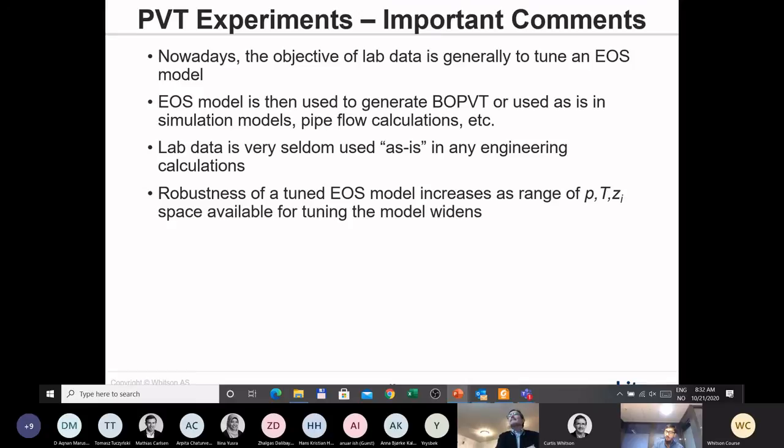This is another point that we discussed briefly previously, and we will talk more about it: the robustness of your tuned equation of state model increases as the range of the lab data that you are using in the tuning of the EOS model increases in the pressure, temperature, and composition space. So if you have larger pressure, temperature, and composition space for tuning your EOS model, the EOS model will be more robust.